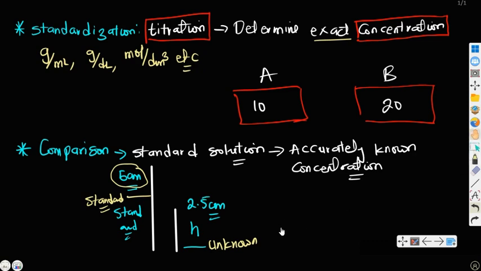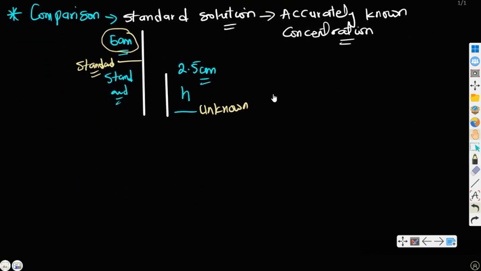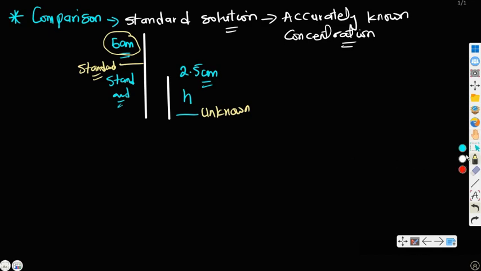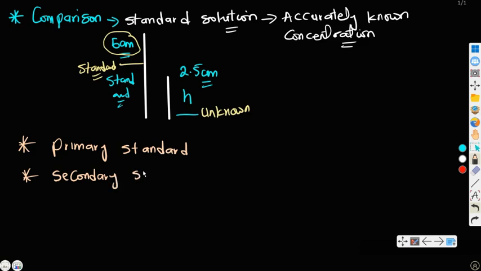Now, we have two types of standard in titration. How many types of standard? Two. The two types of standards we have in titration are what we call the primary standard, and then the secondary standard. Now, what is the difference between the primary standard and the secondary standard?